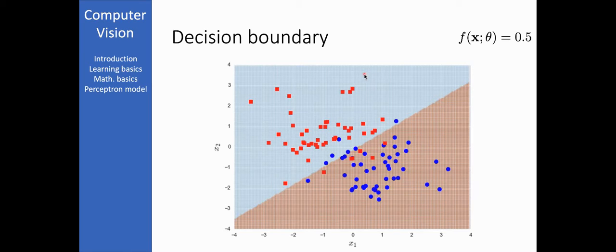Anything above, it will assign to a certain class. Anything below, it will assign to another class. Now, these samples are kind of well separated. You see that there are some samples where my model makes an error, but overall, for most of the samples, they're well separated with this decision boundary.